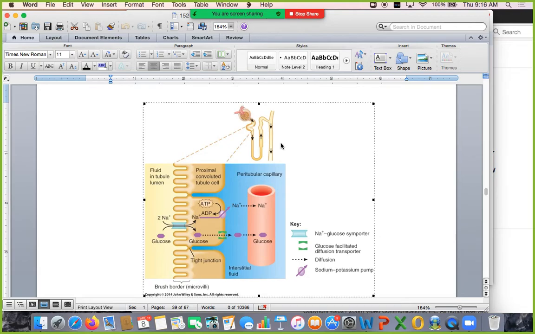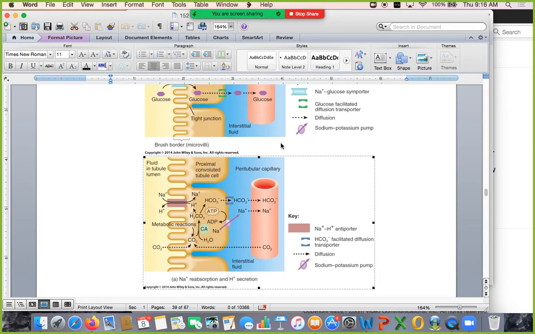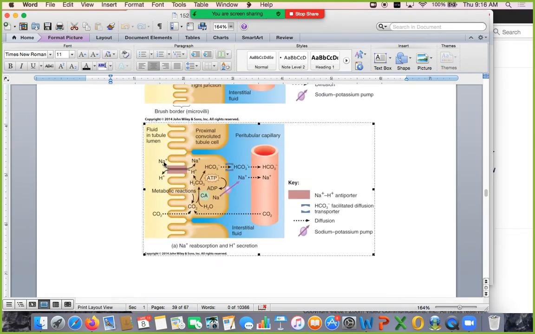Oh, gosh, I'm so sorry, guys. All right, yeah, so for those of you at home, this is a symporter. And this one would be a symporter, right, sodium and glucose. This would be an antiporter, sodium one way, hydrogen the other.